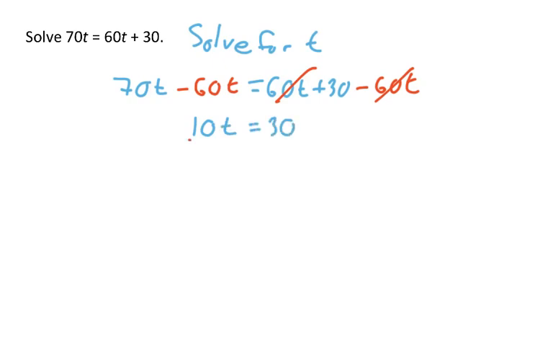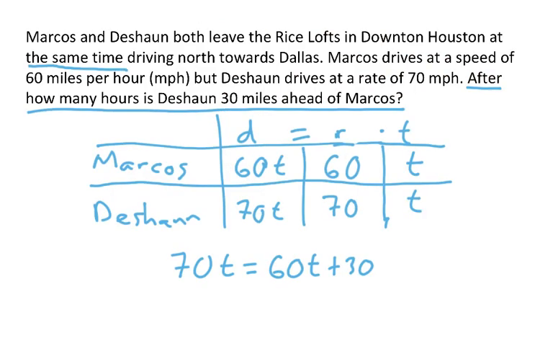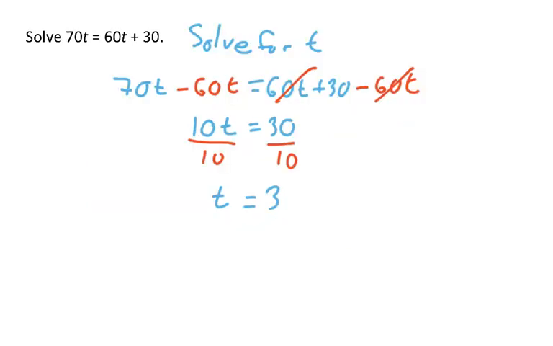Then that can be solved very simply by dividing both sides by 10, and that will get me to the final result that t is equal to 3. Looking back for a minute, t is an element of time. The question is, after how many hours is Deshawn 30 miles ahead of Marcus? The answer is, after 3 hours, Deshawn is 30 miles ahead of Marcus. And that's how you solve that problem.